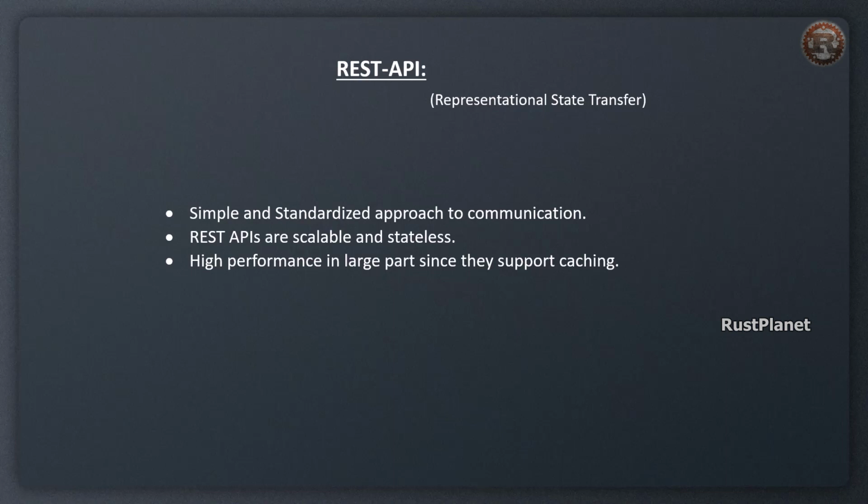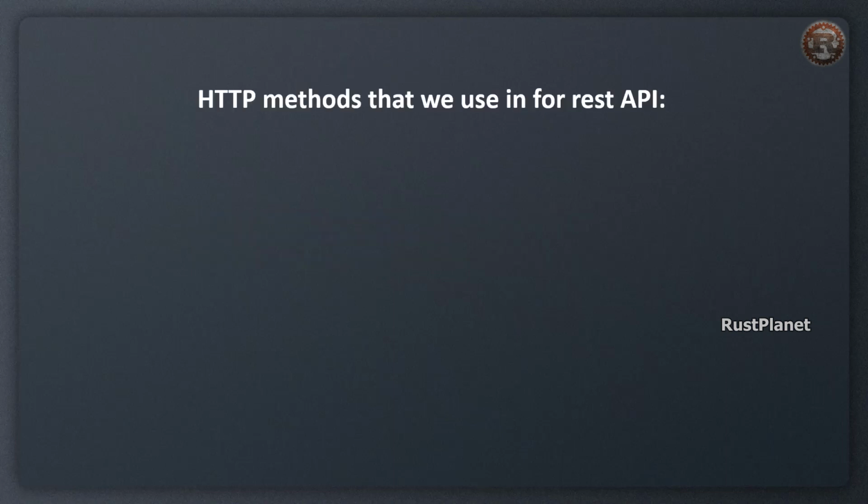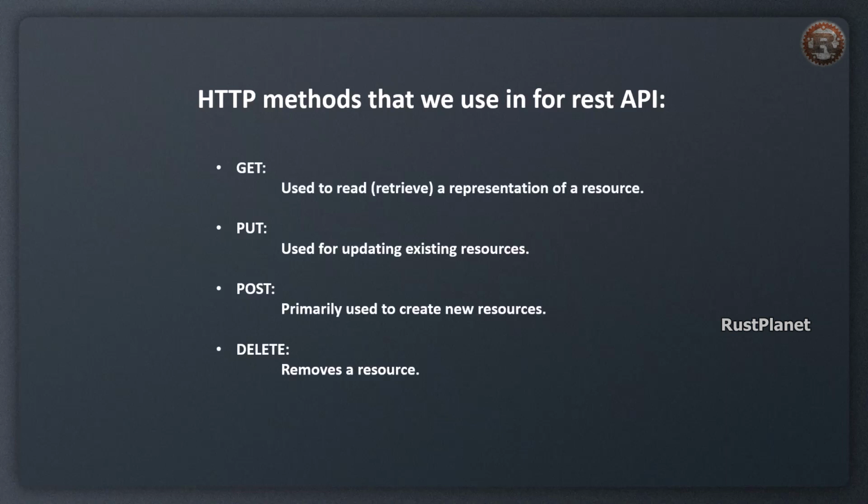Okay, now some of the HTTP methods that we use for REST API are GET, PUT, POST, DELETE, and so on. GET: this method is used to read a representation of a resource. It typically returns data in XML or JSON format. In case of error, it may return 404 or 400.